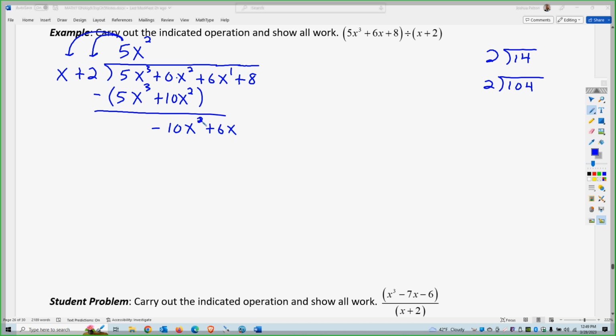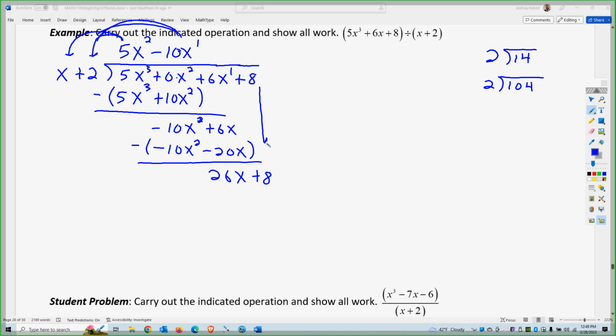Okay, so the next term would be minus 10x to the first, times the x gives me minus 10x squared, times the 2 gives me minus 20x. So when I subtract, I'm going to get 26x. And I'll bring down the 8, right? We're bringing down the 8. So my next term is plus 26, times the x gives me 26x, 26 times the 2, that gives me what? 52, correct? Yes.